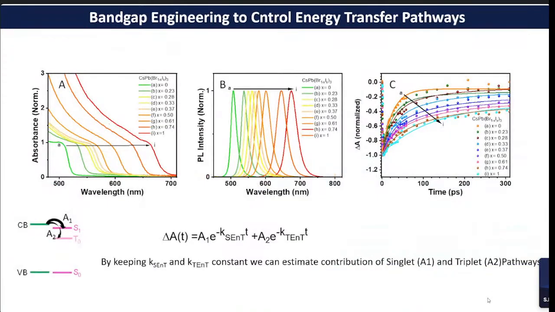So we went ahead and did a series of these band gap materials and got traces, and there is a nice trend you can see here. This is the cesium lead iodide, and when you go towards bromide, you see these different components, and we use the same formula. By keeping this constant, we can estimate K. So in this way, we have got both pathways depending upon this band gap.